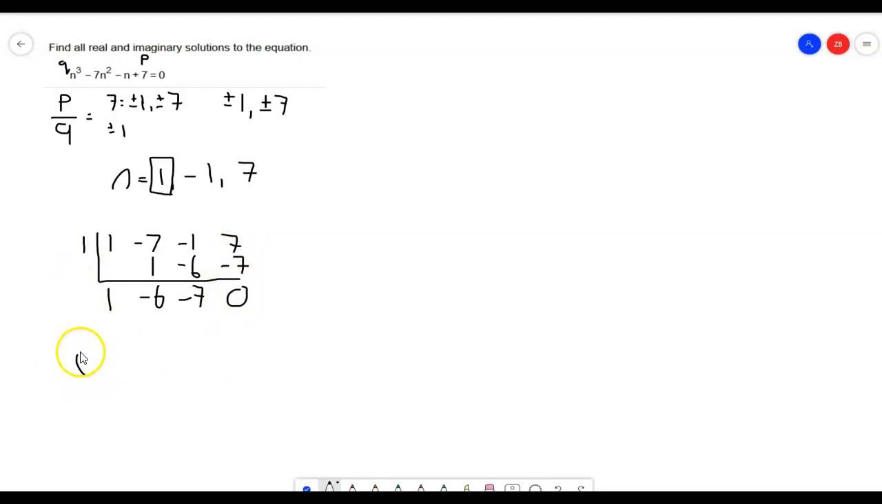That means when we take out the factor n minus 1, which is the root 1 here, because that's the factor that's associated with it, then we are left with this second degree polynomial. So that would be n squared minus 6n minus 7, just using these remaining coefficients.